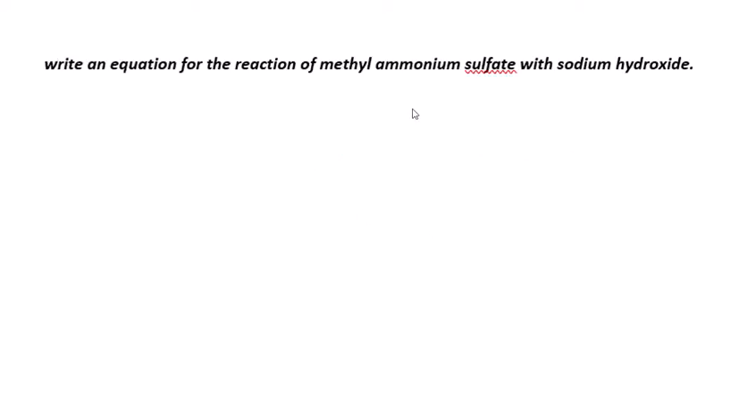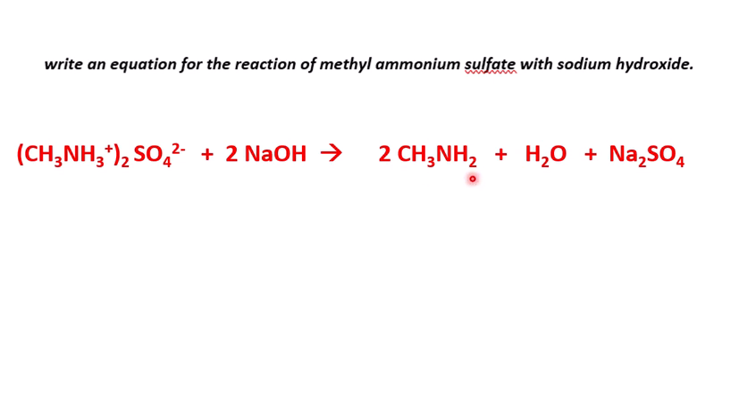So you could try again if you put the methylammonium sulfate formula down and try its reaction with sodium hydroxide for yourself. So there would be the formula of the methylammonium sulfate. This time we would need 2 sodium hydroxide because again we've got that dibasic acid, and then the product is going to be 2 of the amine, methylamine, water, and sodium sulfate.